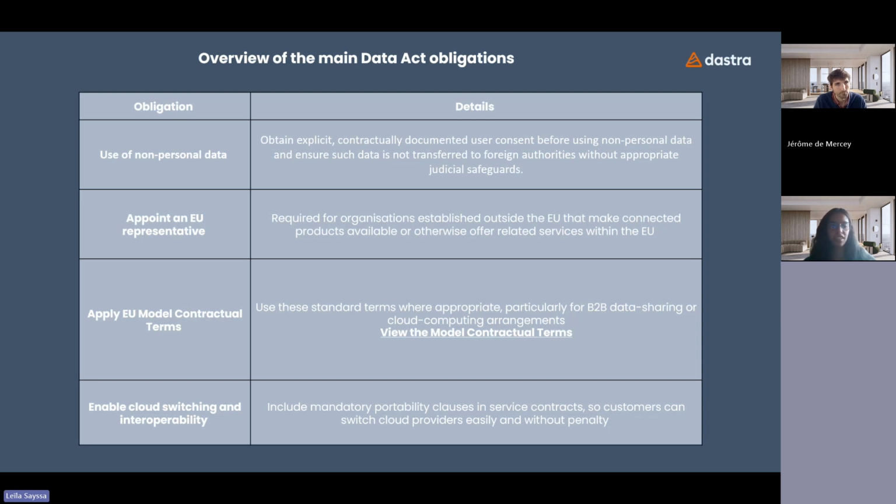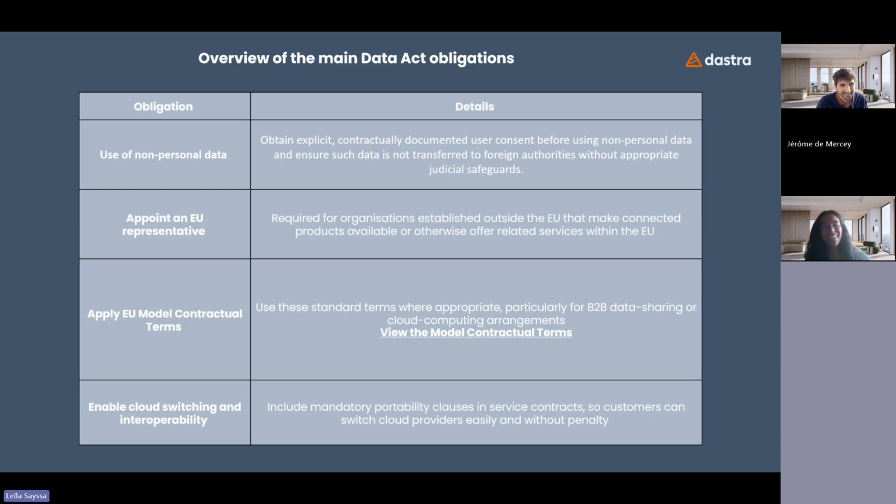So that's a quick overview. There's also the obligations that are specific to cloud providers, so data processing providers, that we will see a bit later. And here the main notion is to include the mandatory portability clauses in the service contracts, and to enable the switching from one cloud, for example, or provider to another, as Jérôme was explaining before. So that's just a quick overview.